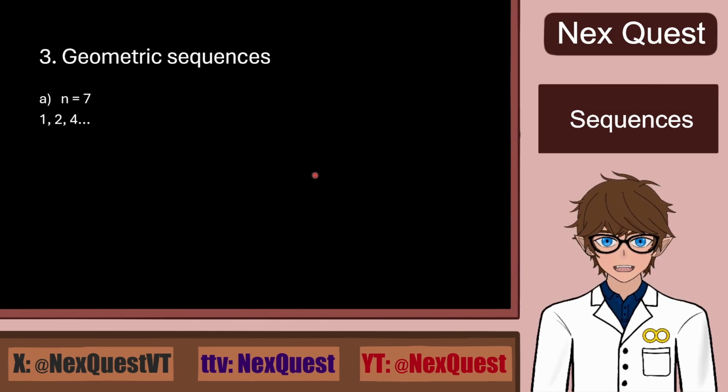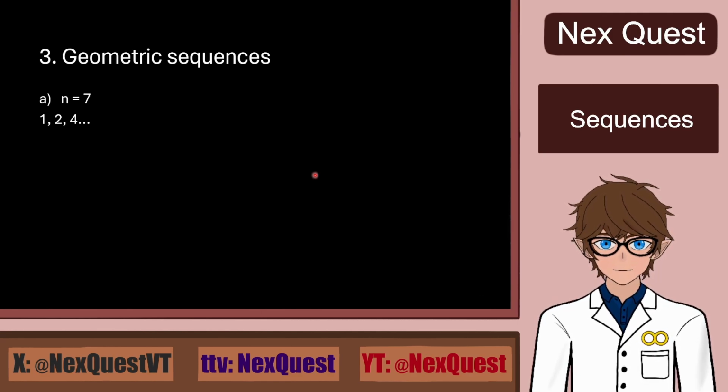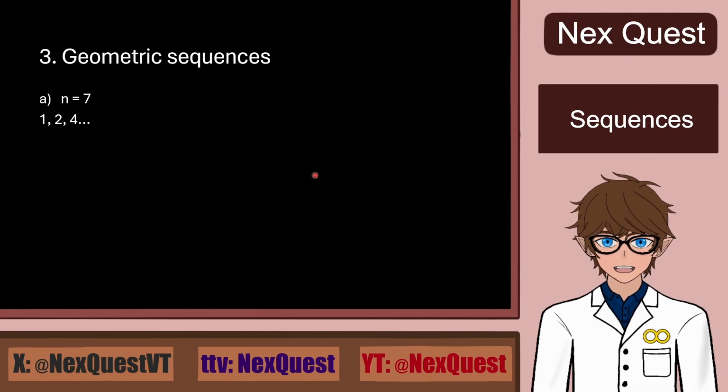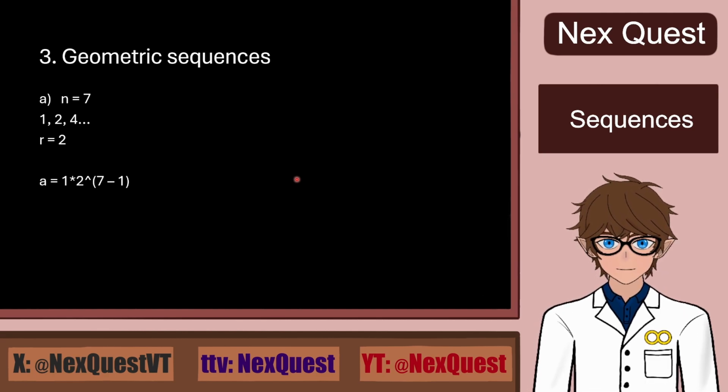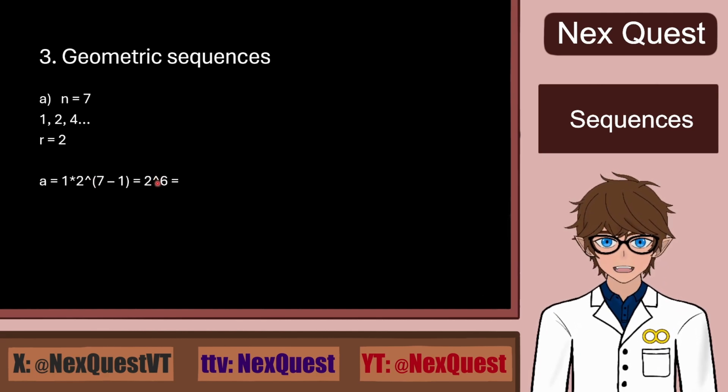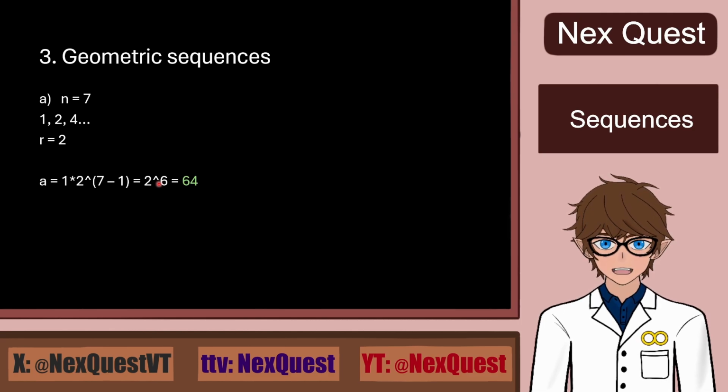Next up is geometric sequence, where we have to get the 7th term in a sequence of 1, 2, 4. So here the ratio is 2. Paste the correct numbers into the correct spots in their equation or expression. We calculate it, 2 to the power of 6, which is 64.